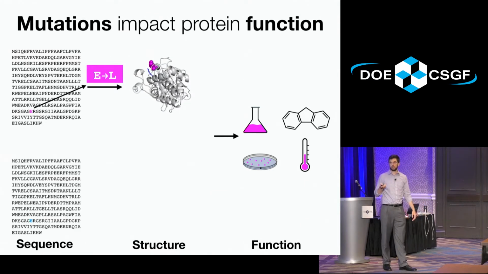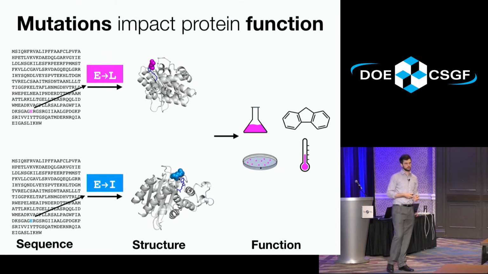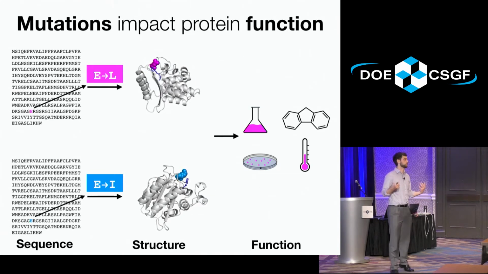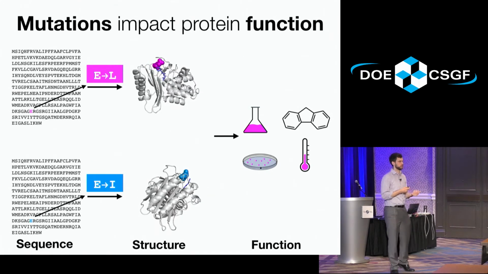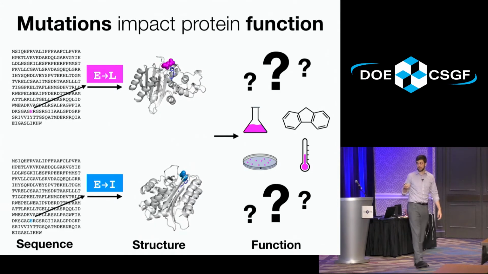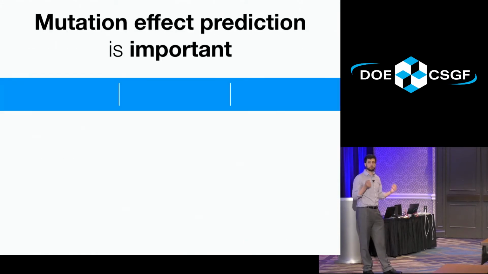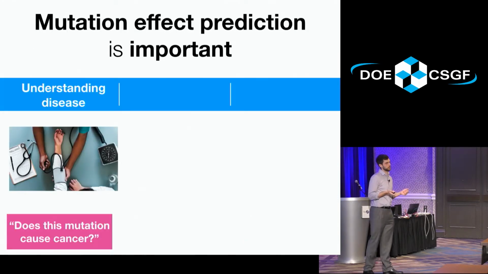Now, you might ask, well, say we mutate that position to another amino acid, so this glutamic acid to an isoleucine, which is a different amino acid with somewhat similar but different biochemical properties. Is the effect of that mutation going to be the same? Is that function the same or different? And this problem pops up all the time in biology.